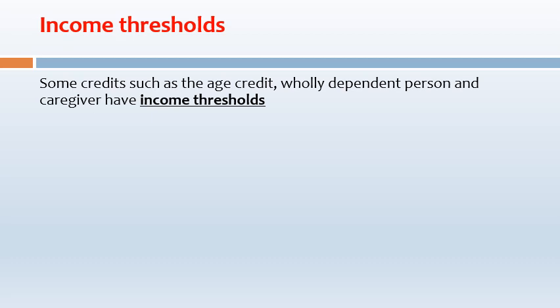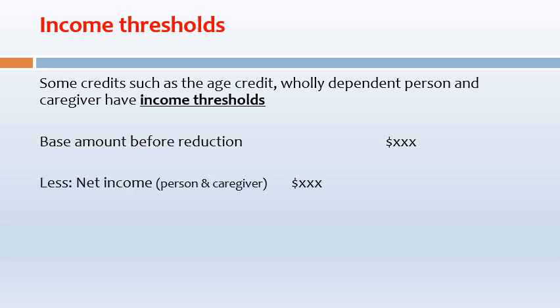So how do these income thresholds actually work when it comes to calculating our overall tax credit? What we do is we start with the base amount before we make any reductions. That's going to be the base amount of whatever tax credit you're using, and that'll be supplied, of course, in any kind of an exam. So you've got your base amount, and then you are going to subtract a combination of two things.